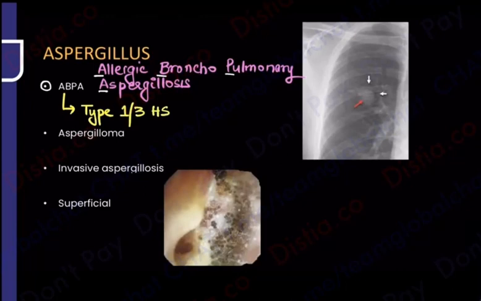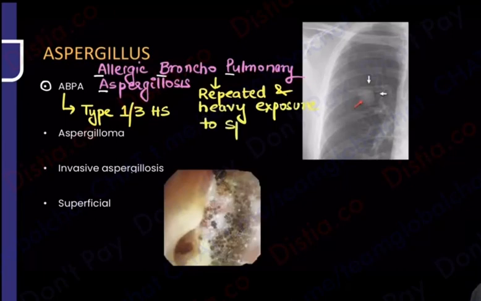Point number 2: why is this patient having this condition? Because whenever there is repeated and heavy exposure to the spores, this condition is going to happen. Allergy always happens after repeated exposure. ABPA is a very common question, and the examiner is quite smart. He doesn't write the word ABPA. He will rearrange the words and write something like bronchopulmonary allergy. So the word Aspergillus has been removed. Even if ABP is mentioned, you should know it's a part of ABPA.